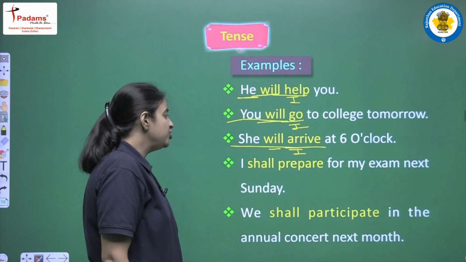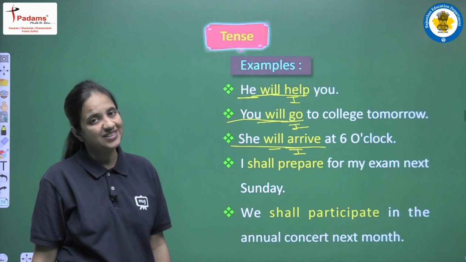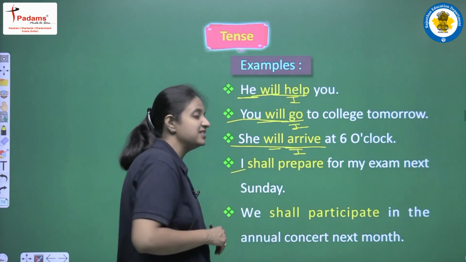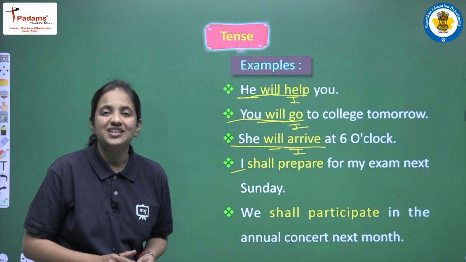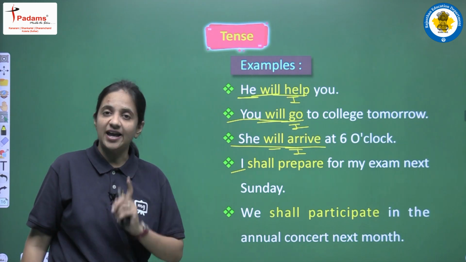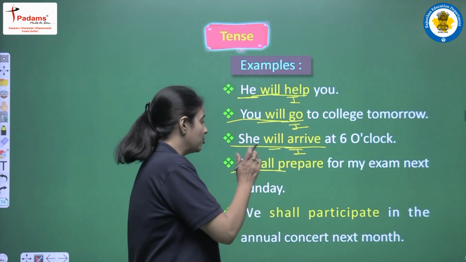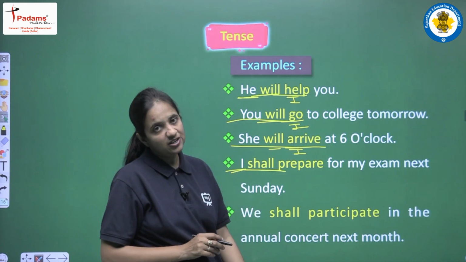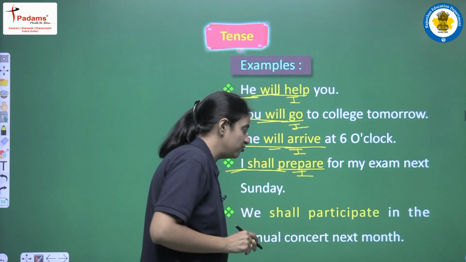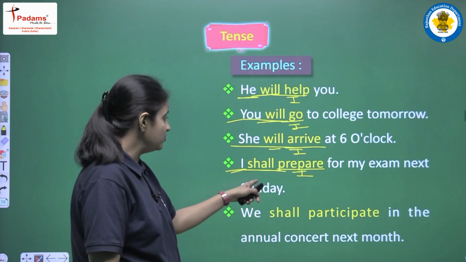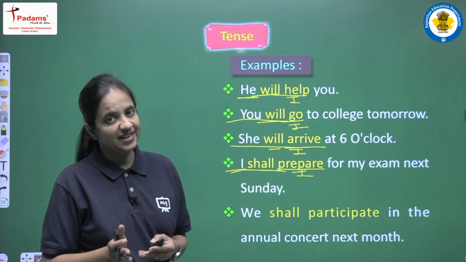Next is I shall prepare for my exam next Sunday. In this sentence, what is the subject? The subject is I. So be very careful here. When the subject is I or we, in that condition we always use shall as a helping verb. So we have I, so we will use shall for I, and again we will use the first form of the main verb, that is prepare. So the sentence will be I shall prepare for my exam next Sunday.